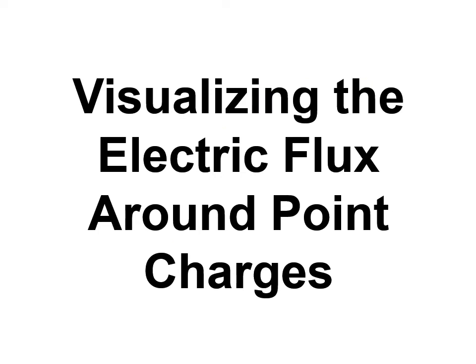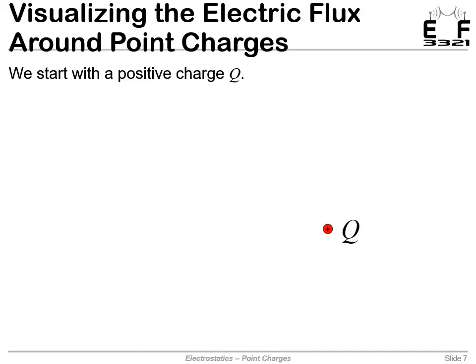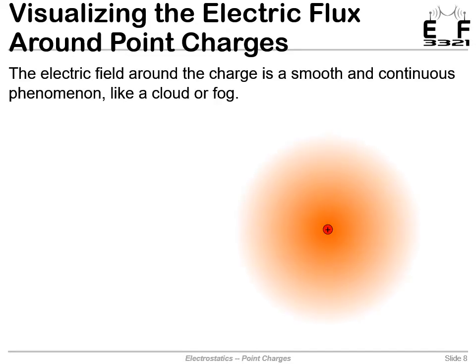I definitely want to talk about just visualizing the field around point charges, and I want to re-emphasize some points that I have made in earlier lectures. Let's start with a point charge. In this case, it's a positive charge, and I label that Q, Q being the total charge. Well, the electric field around that is a smooth and continuous phenomenon. It's not a discrete thing. So it looks kind of like a fog or a cloud just hovering around that charge.